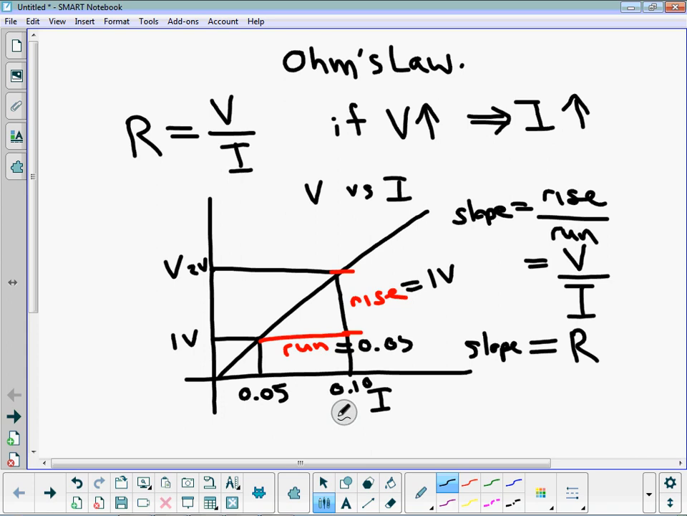0.05 amps. Since we've come this far, why don't we calculate this? So in this case, the slope will be the rise, 1 volt, over the run, 0.05 amps. And what is the resistance of this resistor, or this load, whatever it is? Yep. 20, it's not joules, it's 20 ohms. Ohms. Omega. Excellent.